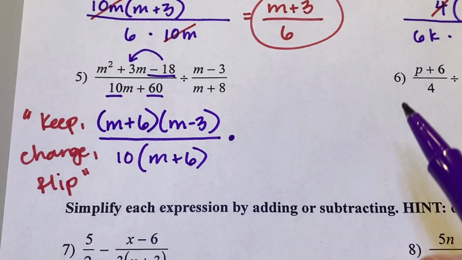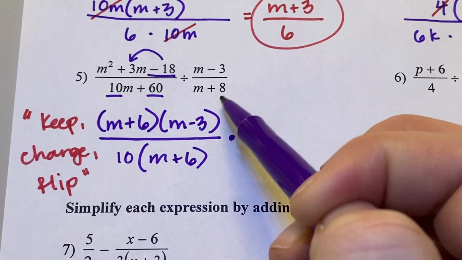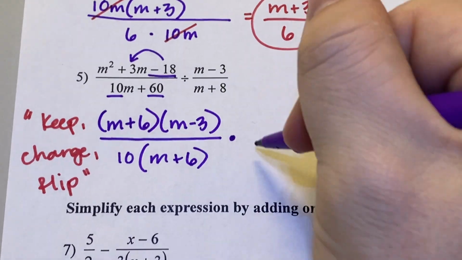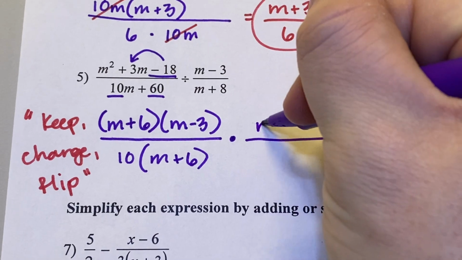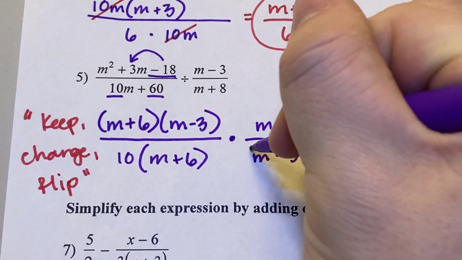Oh, yeah, that's right. And look at these guys. Can we factor either of these? No. So let's just flip them. Keep, change, flip. M plus 8 is now on top. M minus 3 is now on bottom.